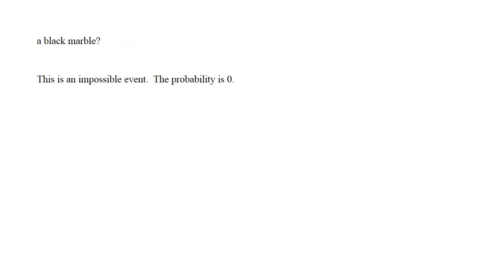The next question asks for the probability that we select a black marble. This is an impossible event. The probability is 0.